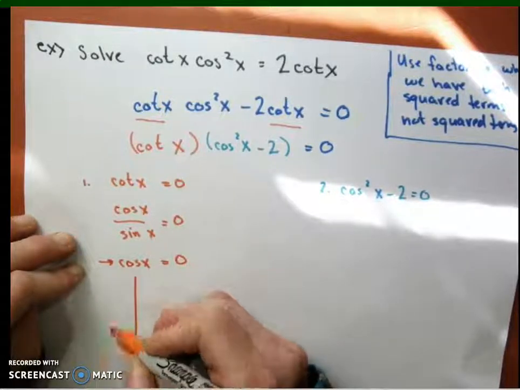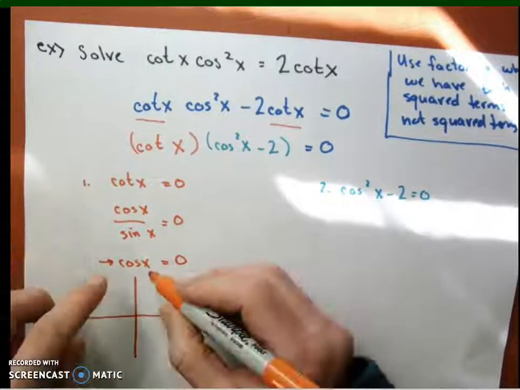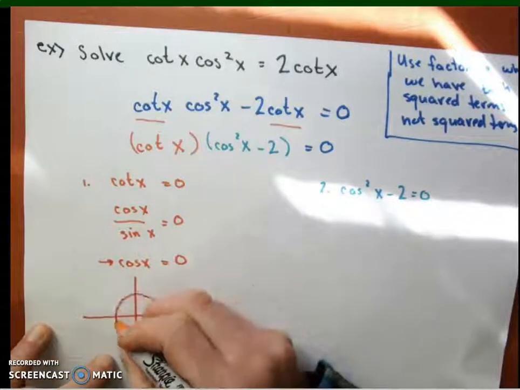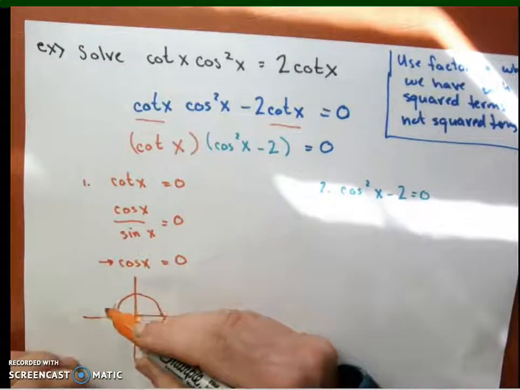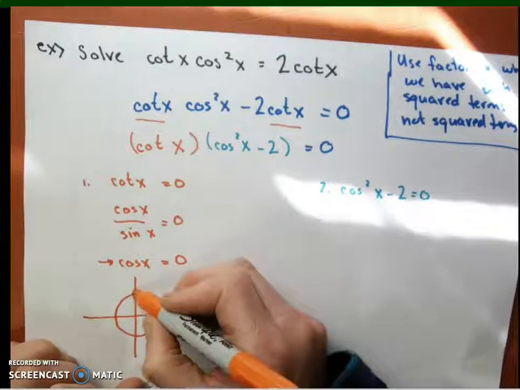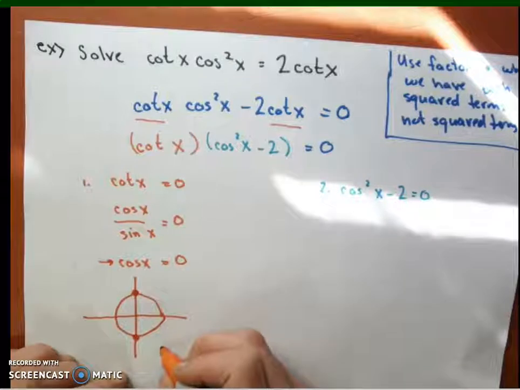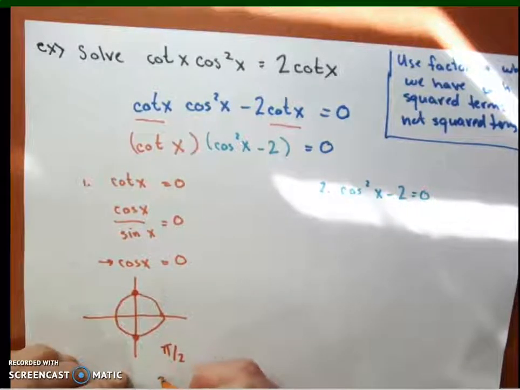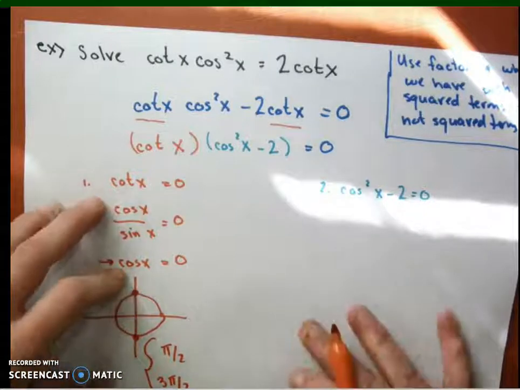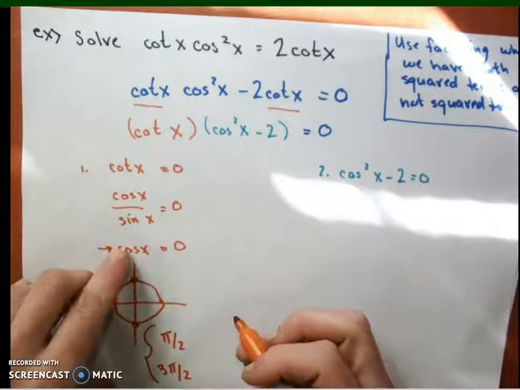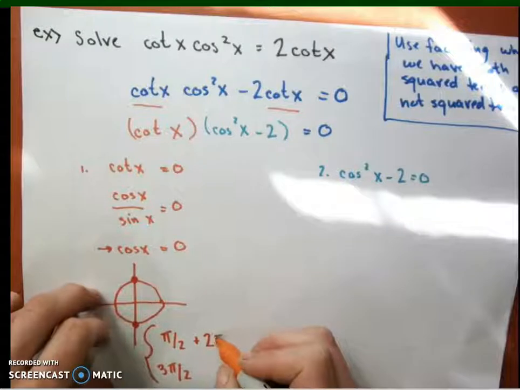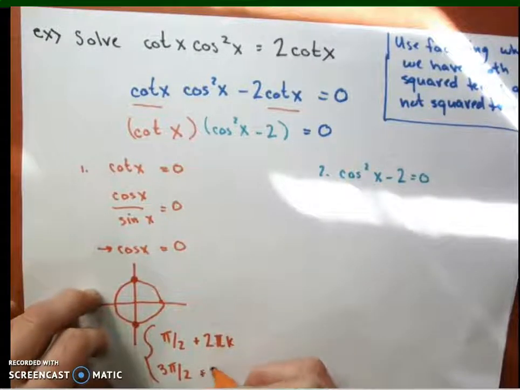So if I go to my unit circle, cosine of x equals 0 whenever the x coordinate is 0. So I get this solution and this solution. So pi over 2 and 3 pi over 2. This function is 2 pi periodic, so I get my general solution by adding on multiples of 2 pi to each of these.